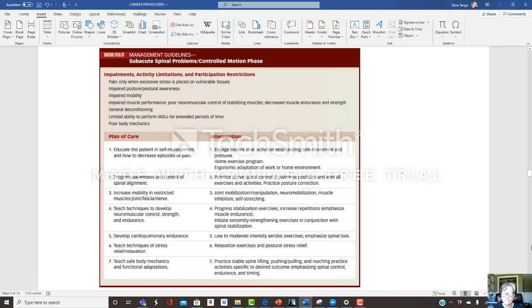Teach body mechanics and functional adaptations. Practice stable spine lifting, pushing and pulling, and reaching. Practice activities specific to desired outcome, emphasizing spinal control, endurance, and timing.